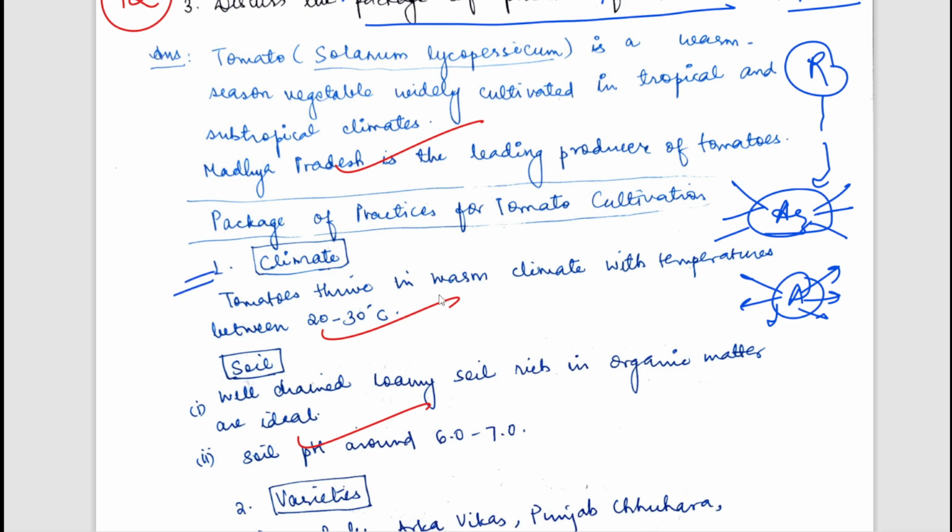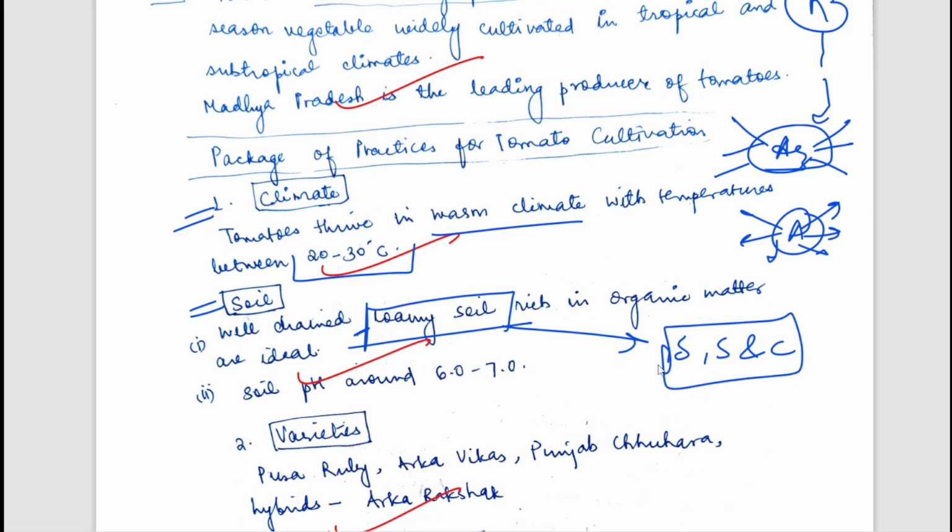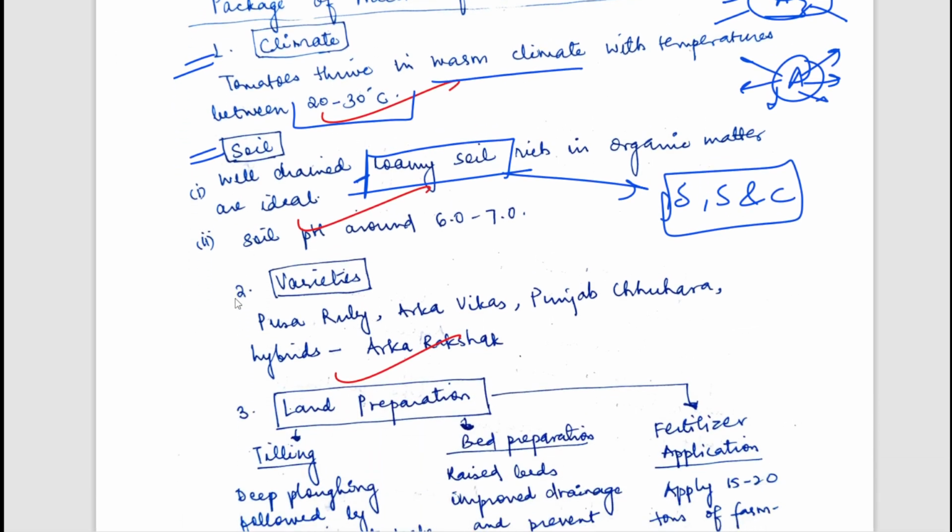Okay, so let's start with tomato cultivation. Obviously, climate: it requires a warm climate with temperatures around 20 to 30 degrees Celsius. Soil: here, well-drained loamy soil. Most of the crops grow in loamy soil only. Loamy soil is one of the best soils for crop growth because it has equal proportions of sand, silt, and clay. So whenever you don't know what to write in soil, simply write loamy soil. 95% of the time it is correct. The only thing which is different is varieties. We have to remember the varieties of all the crops. There is no shortcut to it. For example, in tomatoes there are Pusa Ruby, Arka Vikas, Punjab Chuhara, etc.